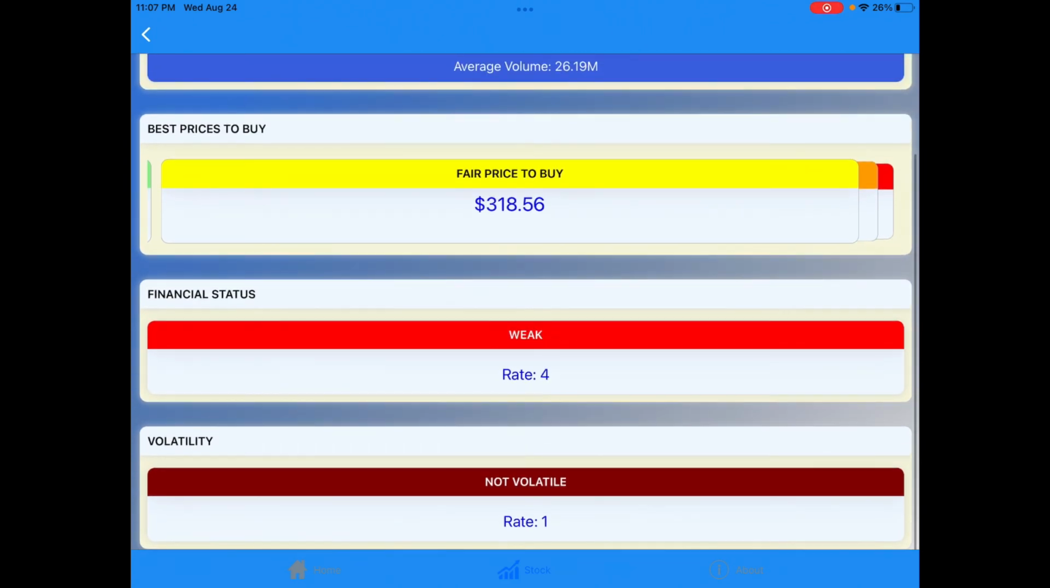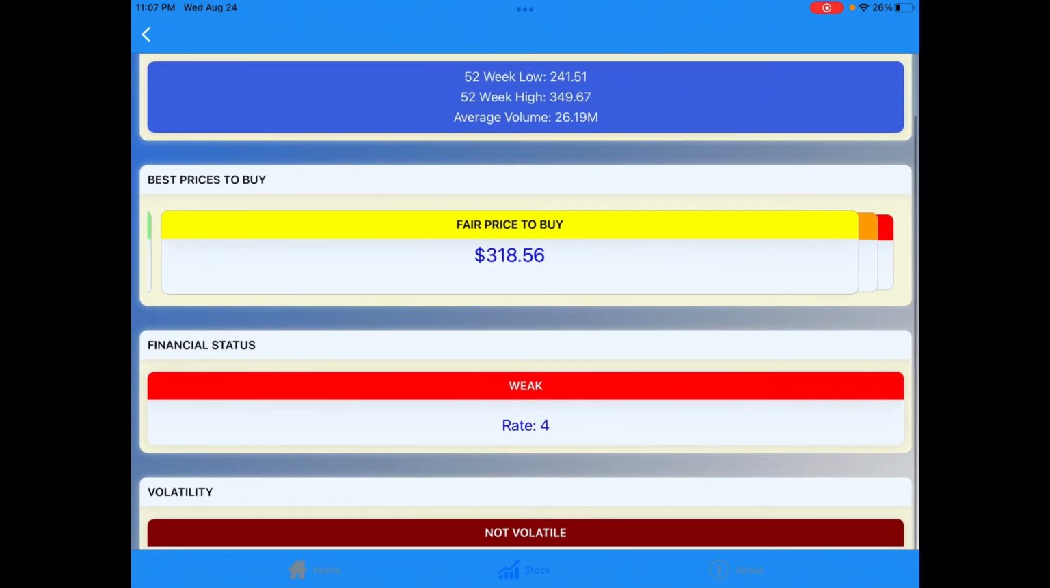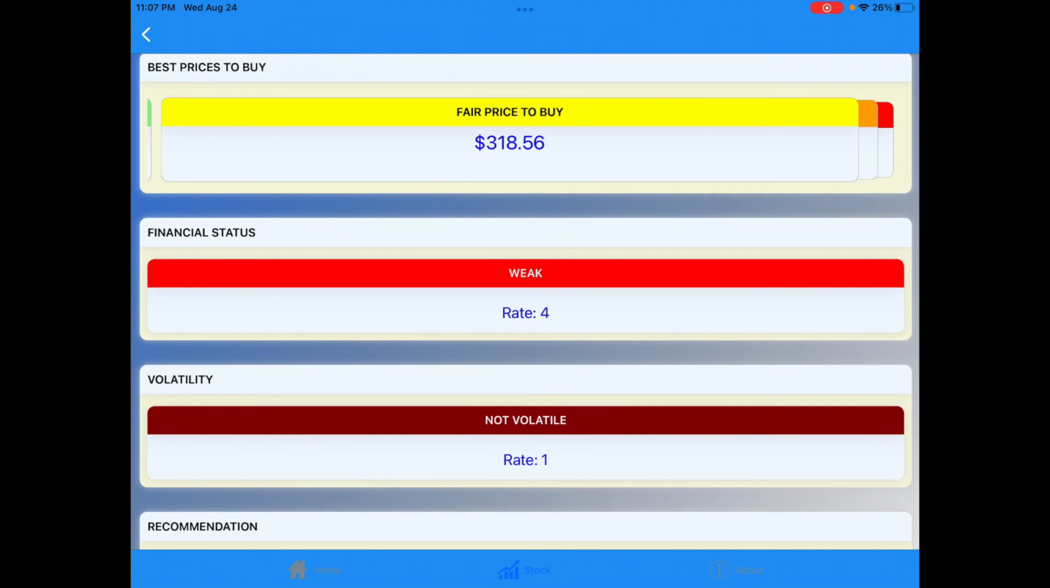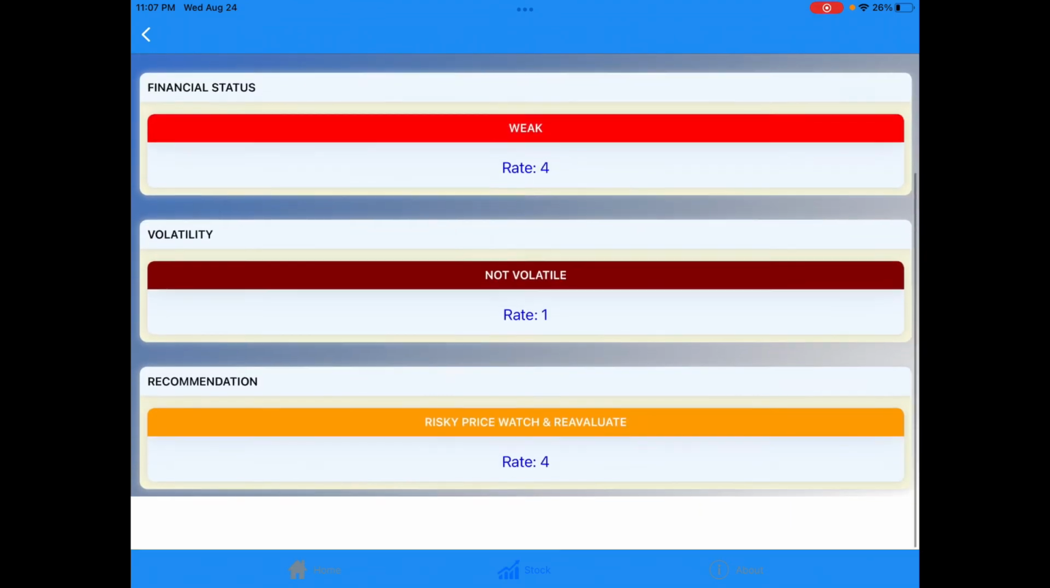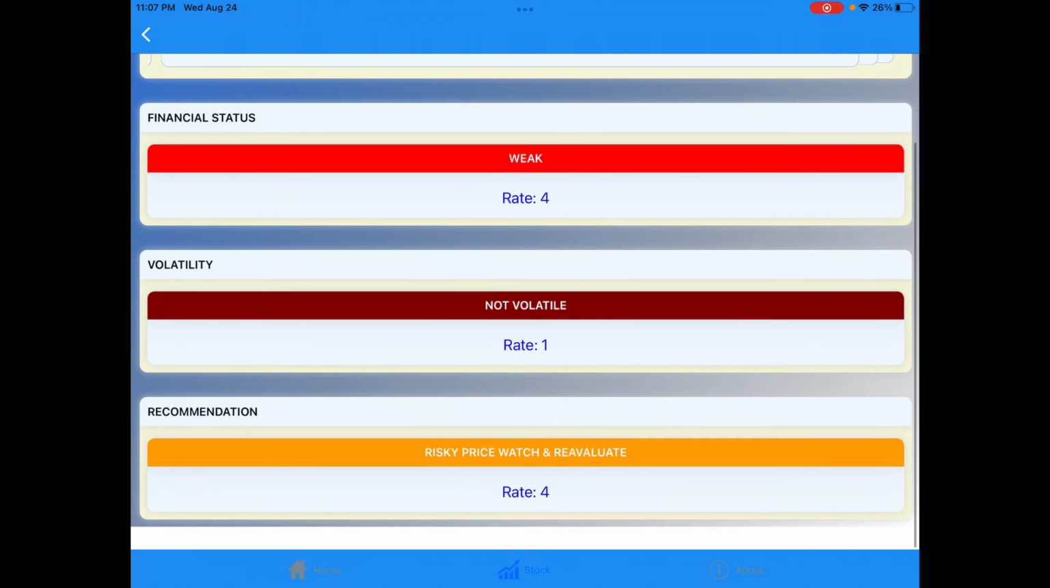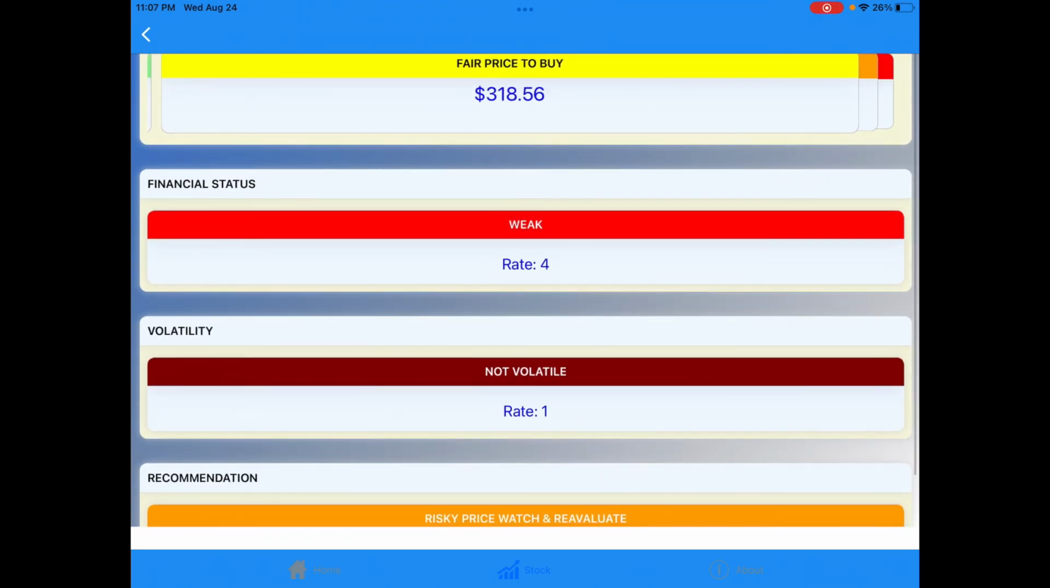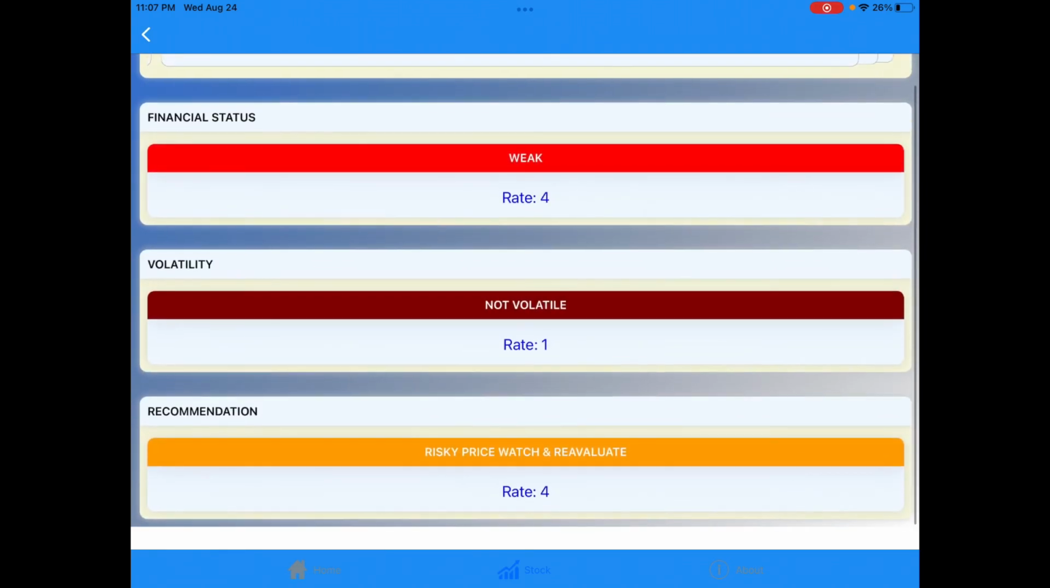Okay, so right now we spoke about pricing, we spoke about the financial status, about volatility and how it's connected to returns. And that's how from volatility you know if you're going to expect returns in a short period of time, or you're going to have to wait longer than expected.